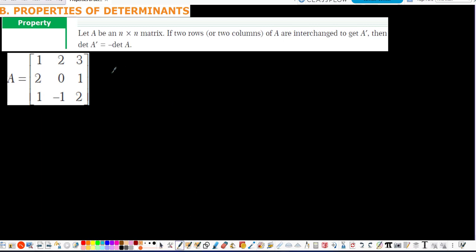Let me write the A prime here. Let's interchange the first row and the second row. So this is 2, 0, 1, then 1, 2, 3, and 1, minus 1 and 2. What is the determinant of A prime? Let's find the determinant of A prime, and then the determinant of A, and let's see what the results are.